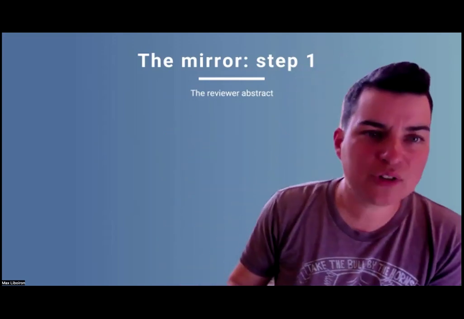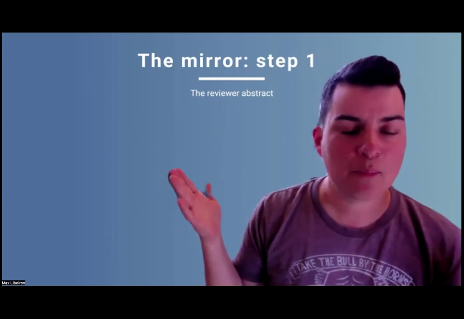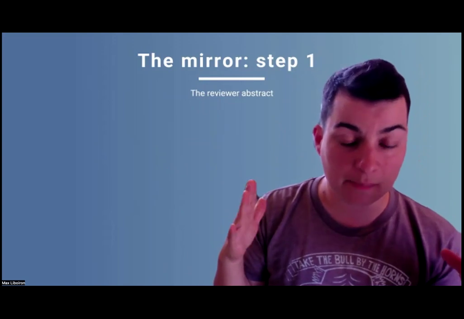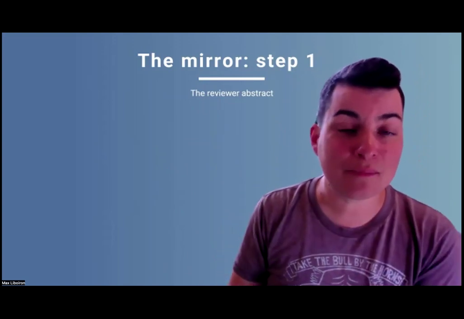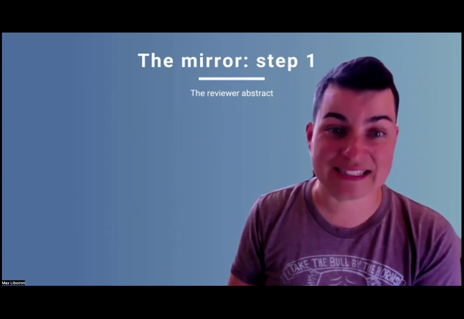So the reviewer abstract is literally, I call it the reviewer abstract. I don't know what its name is, but the first part of any academic peer review for a publication is you say what the piece was about. As a reviewer, here's what I think the piece did.